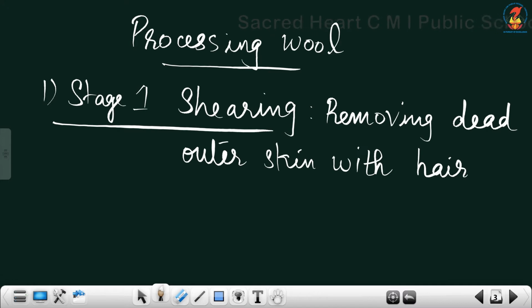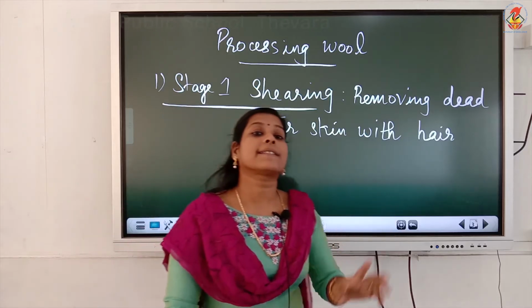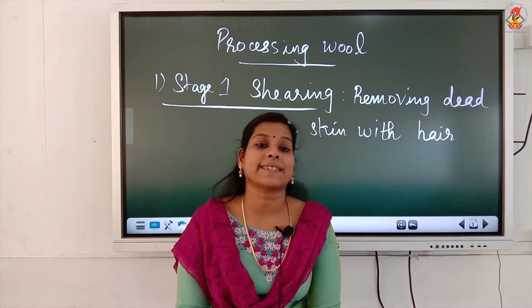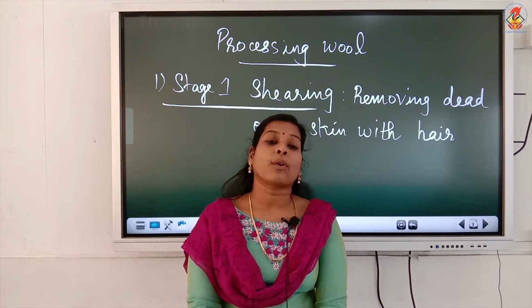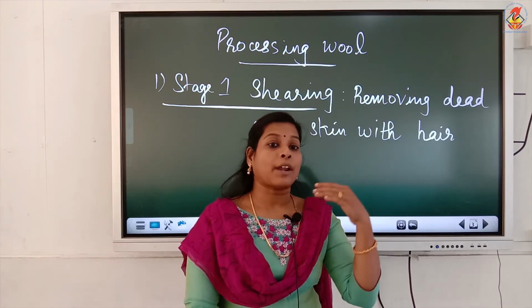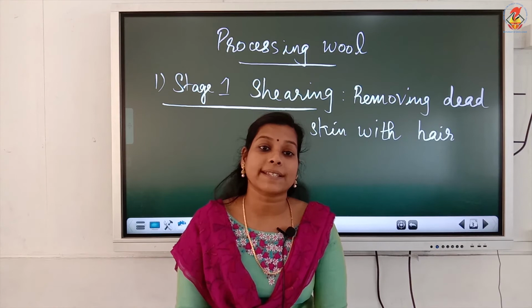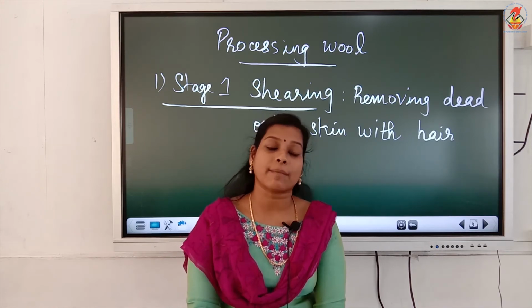So the outer layer of the skin is dead, it will not hurt the animal. And also the shearing is done in summer season. Do you know what is the reason why we adopt that shearing process in summer season? Why do we do that shearing in summer season?